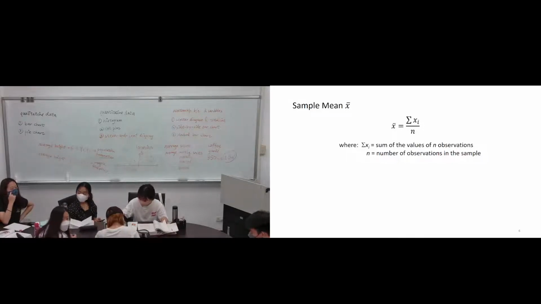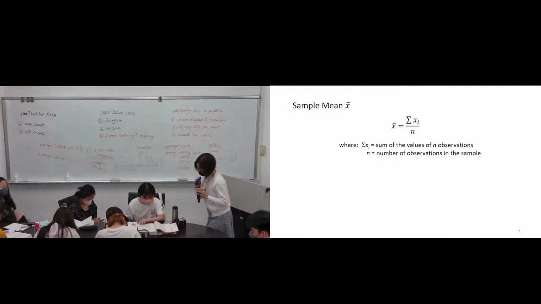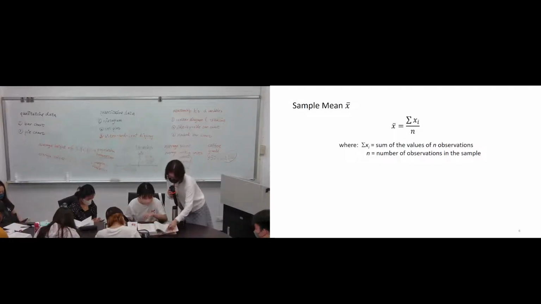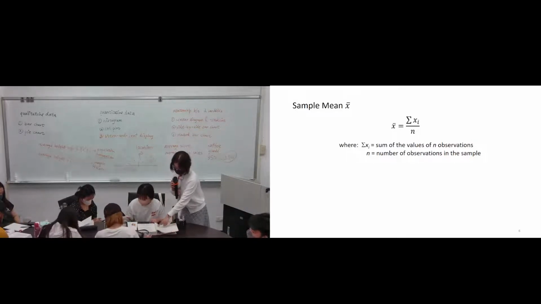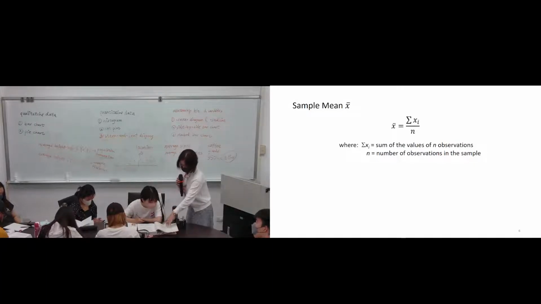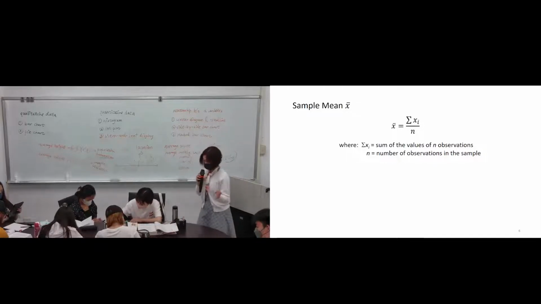So let's see the book. Page 109. Equation 3.1 gives us the formula to compute the sample mean. The denominator is the small n, which represents the number of observations in a sample.